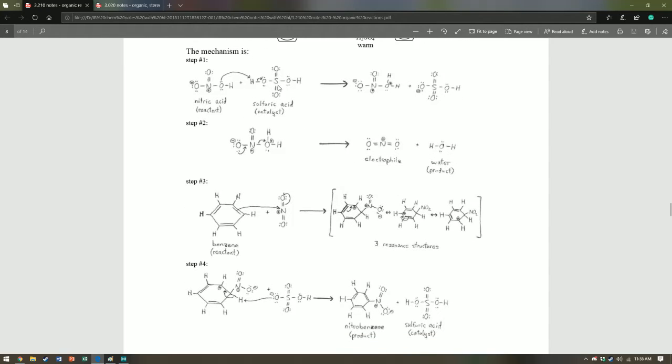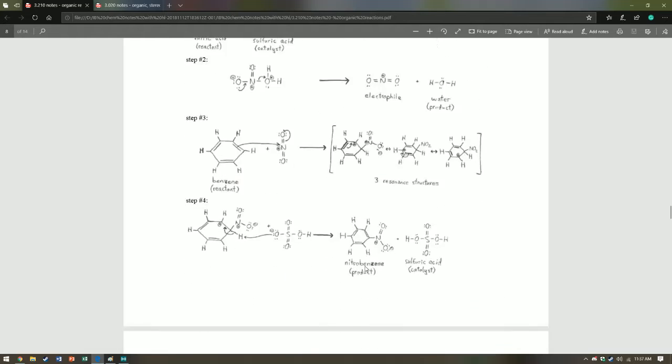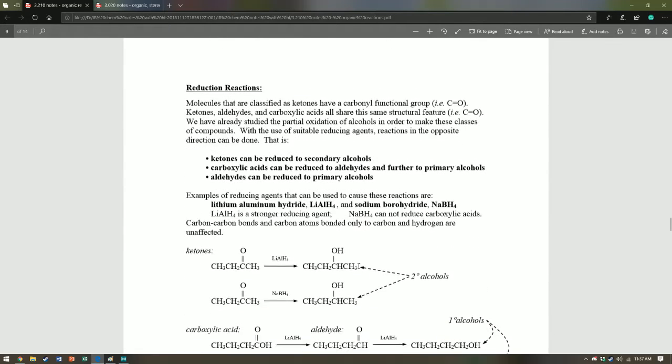Firstly, you use sulfuric acid to protonate nitric acid, and once you protonate nitric acid, water will break off, and then you get an electrophile, and then the electrophile will attack the benzene ring, and it will displace a hydrogen. And that displaced hydrogen goes back to the sulfuric acid, which is the catalyst for this reaction, and you get nitrobenzene. That's really all there is to it.